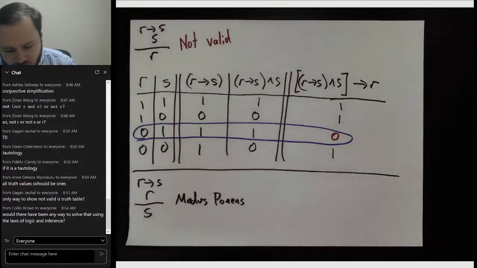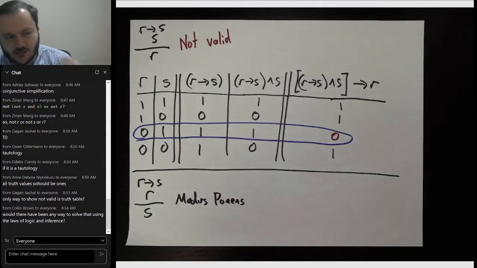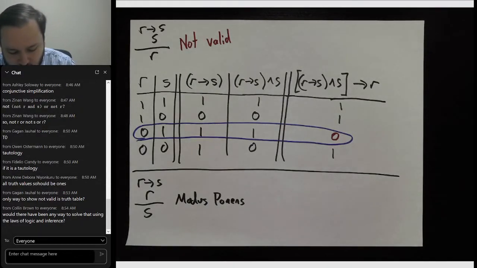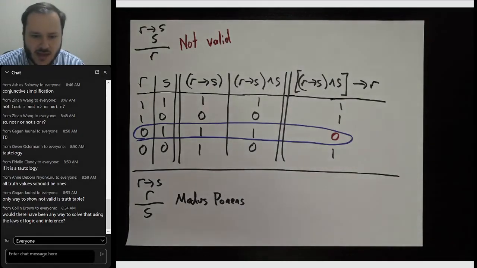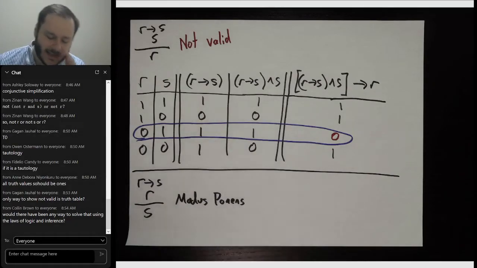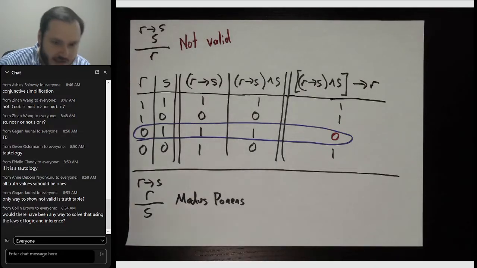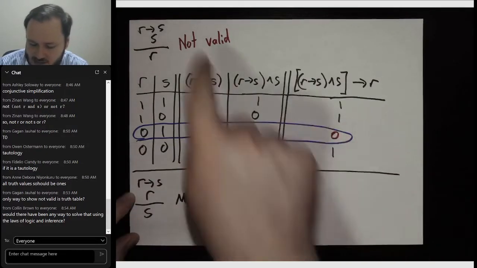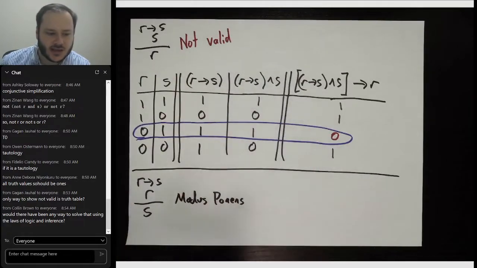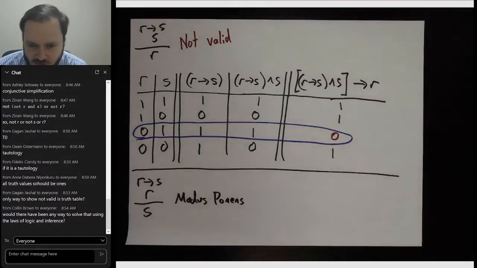If I promise you, if we make a contract, if you do R, I'll do S, and I end up doing S anyway, that's no guarantee that you ended up doing R at the end of the day. So is there any way to show a statement is not valid using laws of logic and laws of inference? No. Laws of logic and laws of inference only can show things are valid.